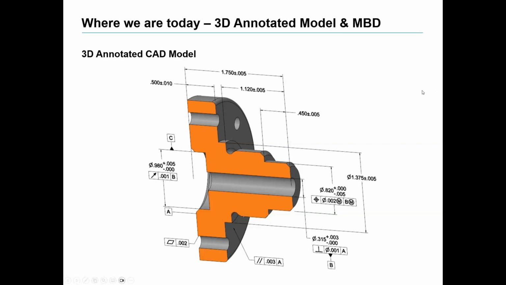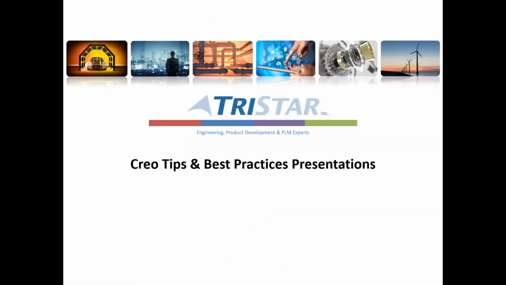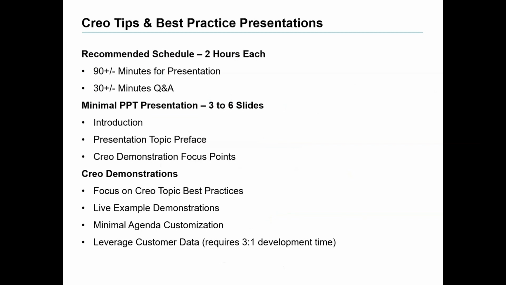So what we've done at Tristar to help customers get to that point is we've created a series of best practice sessions. Now, these sessions are really focused on best practices more than capabilities and functionality, right? And we try to put these in about a 2-hour time slot. It takes about 90 minutes for the presentation, and thank you for giving me 90 minutes today. But typically we'll go 2 hours and have some time for Q&A. The presentations themselves are just a few slides, just an introduction, a topic preface, and then a list of demonstration focus points.